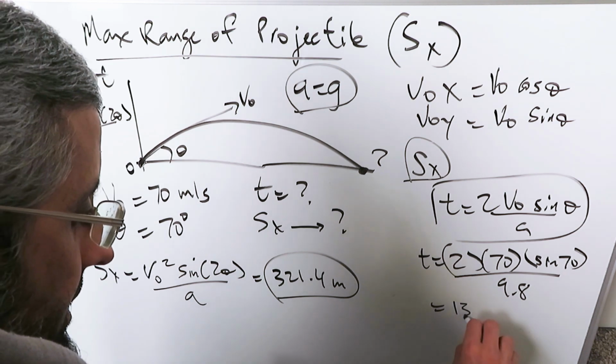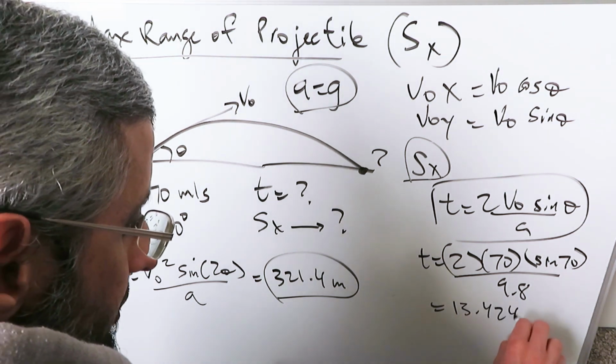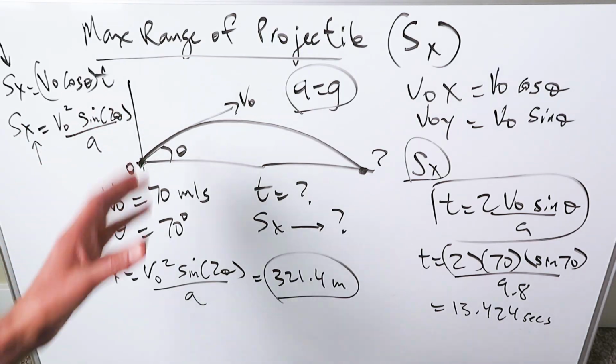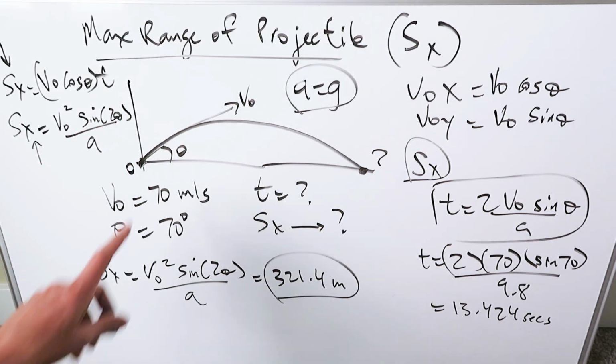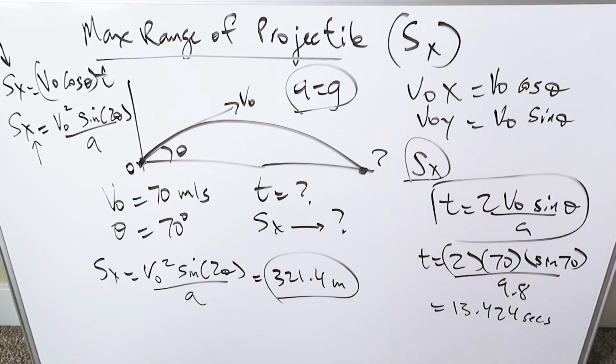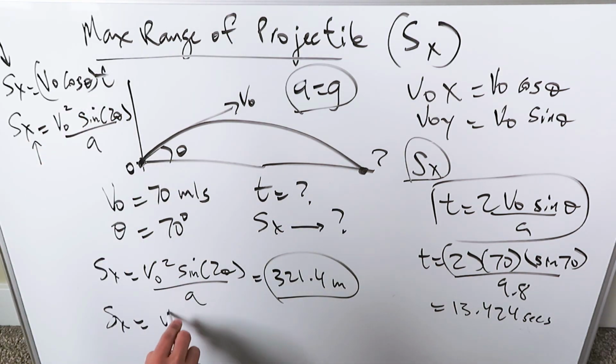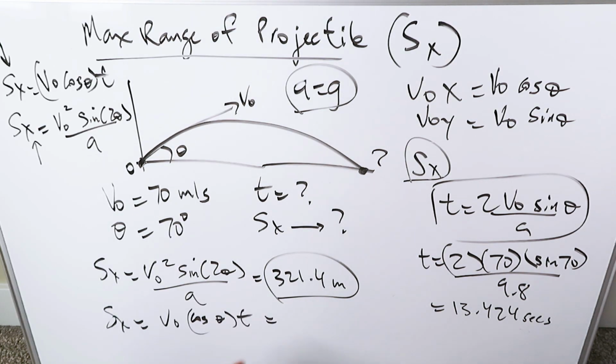Let's put it down. 13.424 seconds. What does this mean? It means that the total travel time, how long your projectile stayed in the air during the motion, was 13.424 seconds before it landed. And now we'll use the second equation. We know the second equation is equal to your initial velocity times cosine theta times time, and you just plug in your items.